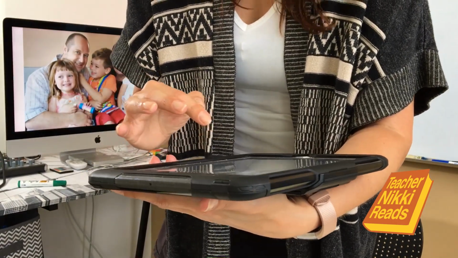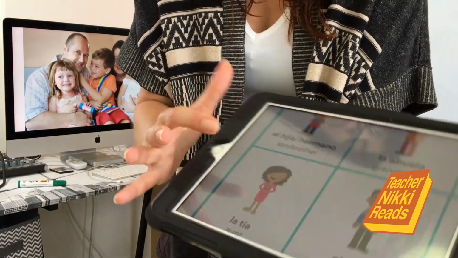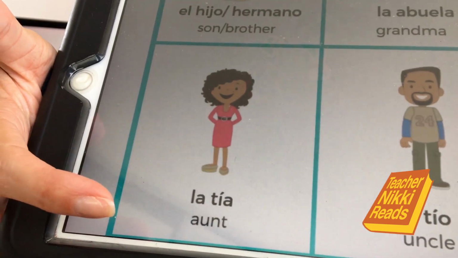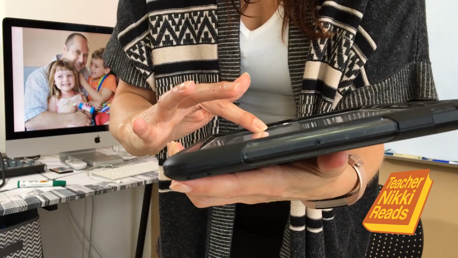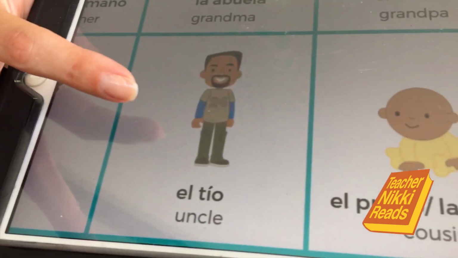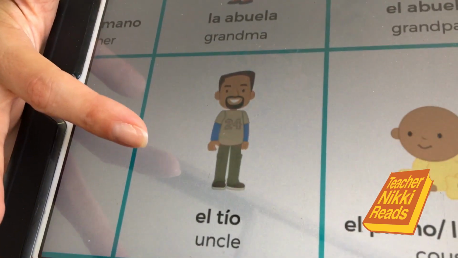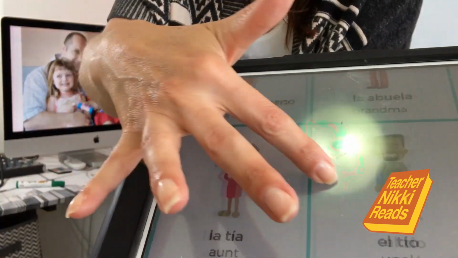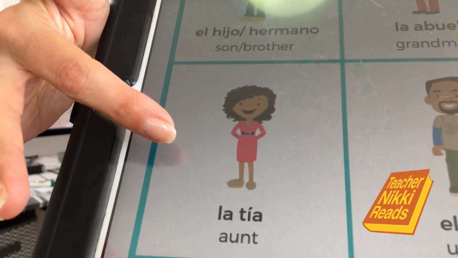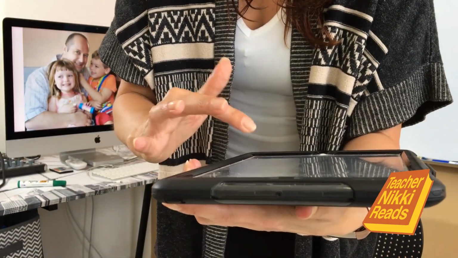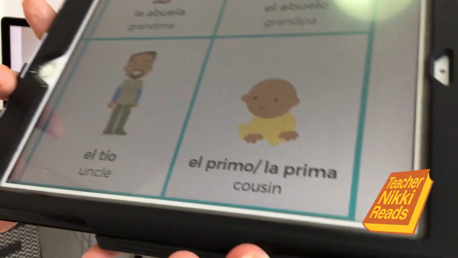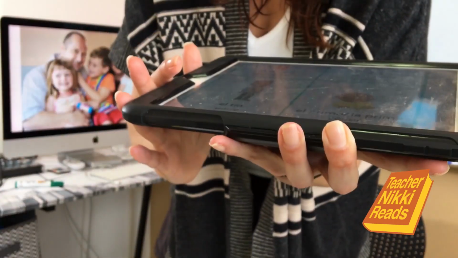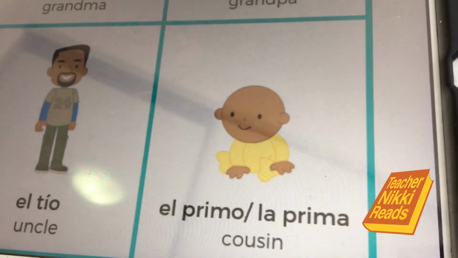Who else? Maybe you have an aunt. Aunt. Tia. Aunt. Maybe you have el tío, which is your uncle. Uncle. That's mommy or daddy's brother. This would be mommy or daddy's sister, your aunt. And maybe you have a cousin. El primo. Or la prima, if your cousin is a girl.